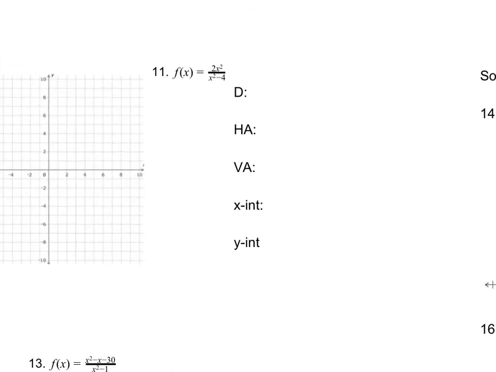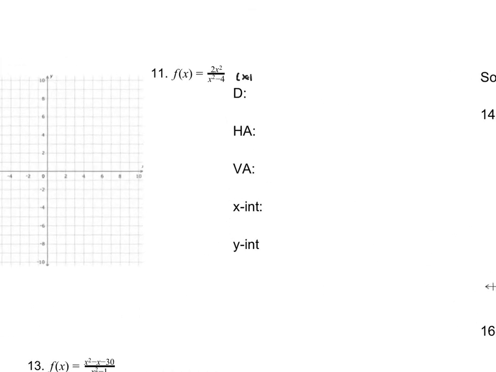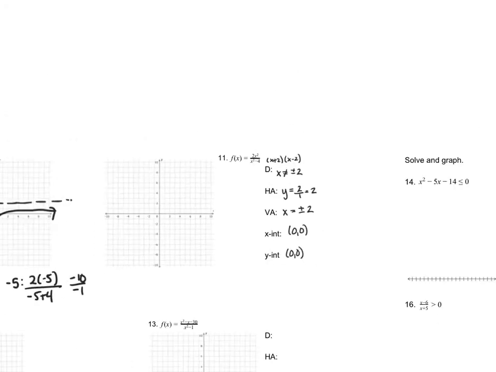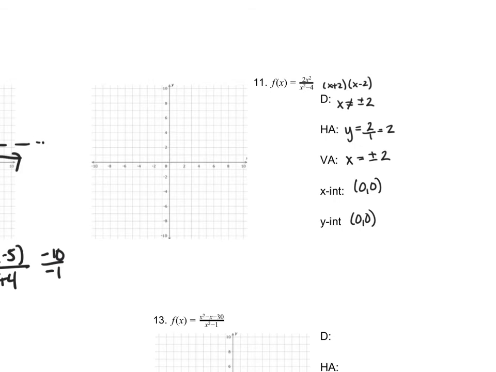For 12, my domain, I'm going to factor that bottom, x plus 2 times x minus 2. So x cannot be plus or minus 2. My horizontal asymptote, my indexes are the same, or my highest exponent. So y equals 2 over 1, which is 2. My vertical asymptote, we're going to have 2 here, plus and minus 2. My x-intercept is 0, 0 by setting the top equal to 0. And my y-intercept is also 0, 0 by filling in 0 for x.